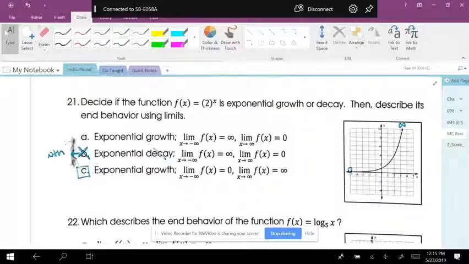So I'm looking at A and C now. Look at your answer choices. They both have infinity and 0. Again, use your multiple choice to guide you to the correct answer. So this is in the beige packet, number 21.